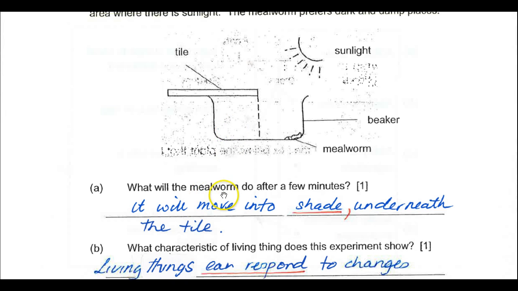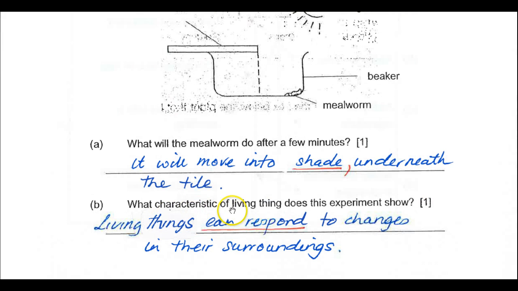Now, what will the mealworm do after a few minutes? It will move into the shade underneath the towel. And what characteristics of living things does this experiment show? That living things can respond to changes in their surroundings. If you put that living things can move, then you get half a mark. If you place both, that living things can respond to changes in their surroundings and they can move, then you get one full mark.